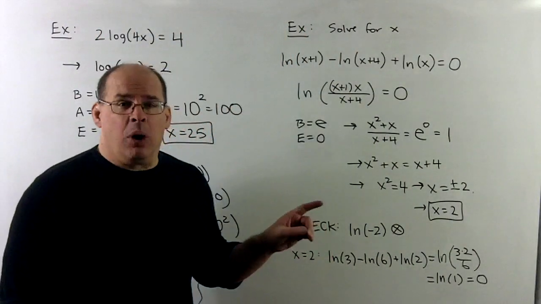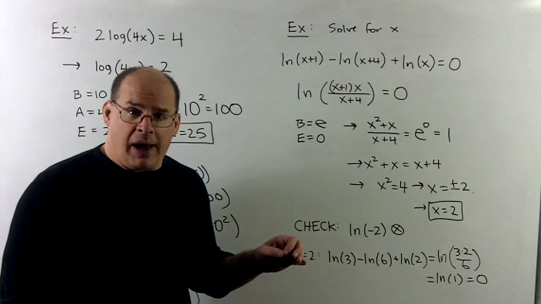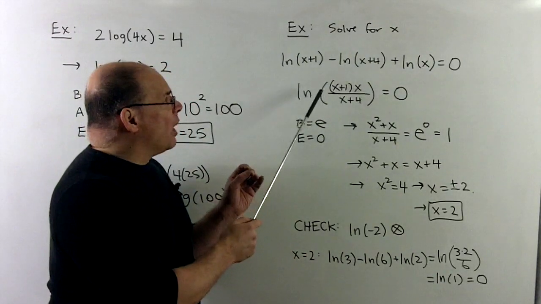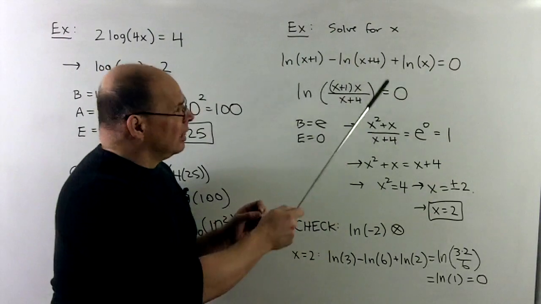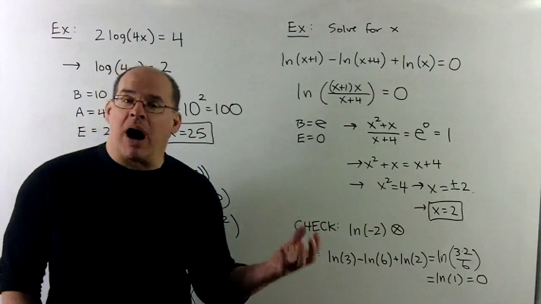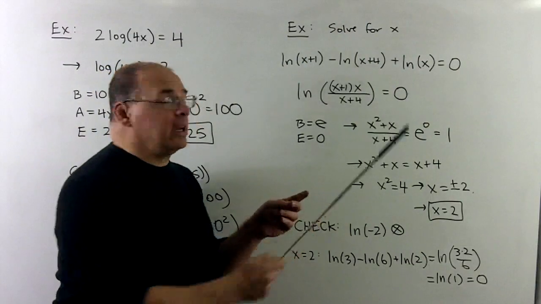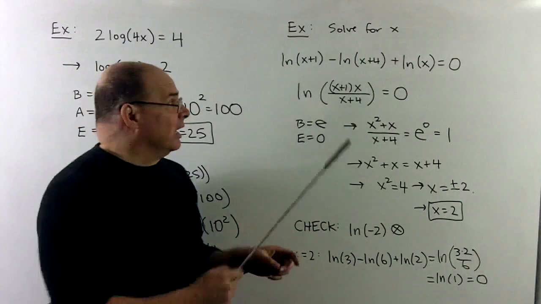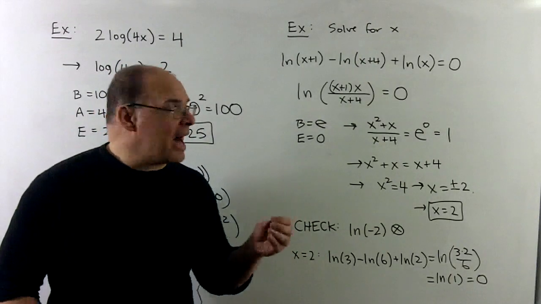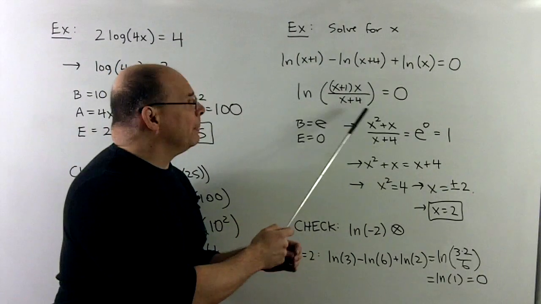Now, let's try one with a little bit more complicated rules and an answer that we have to throw away. So solve for x. We have natural log of x plus 1 minus natural log of x plus 4 plus natural log of x equal to 0. Here, I want to use the product rule and the quotient rule at the same time. So if we have a sum on the outside, we multiply on the inside. If we're subtracting a log, we're going to divide by that factor. So this all combines to give me natural log of (x plus 1 times x) over (x plus 4) equal to 0.